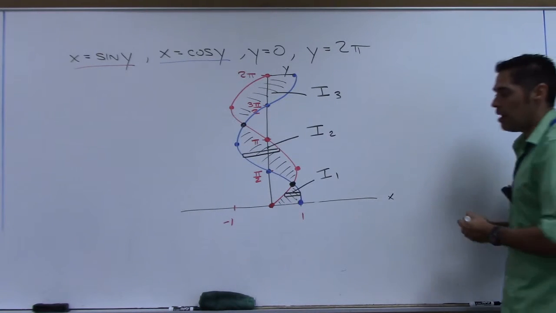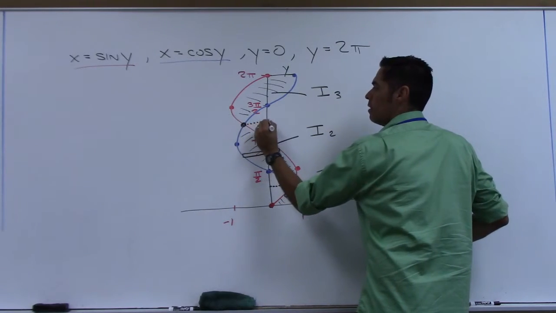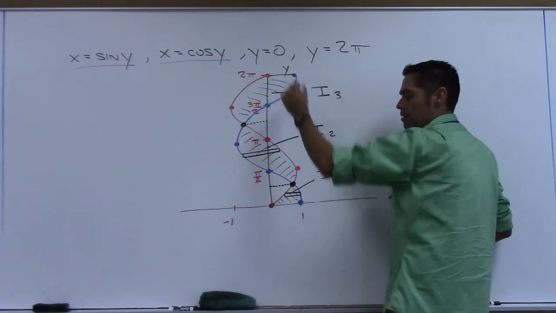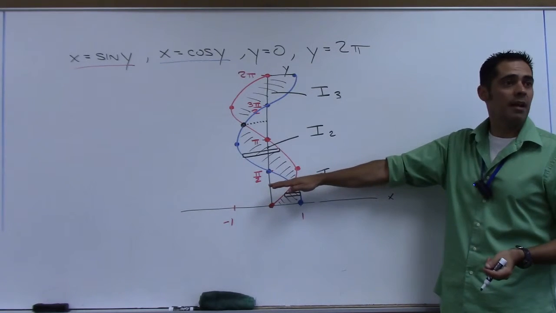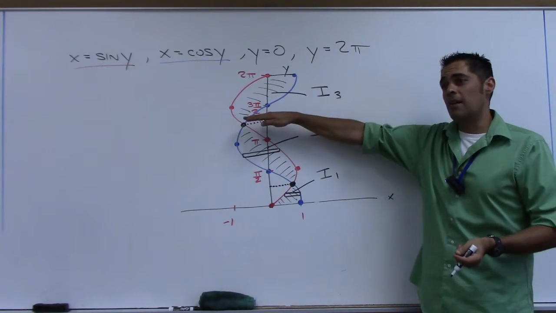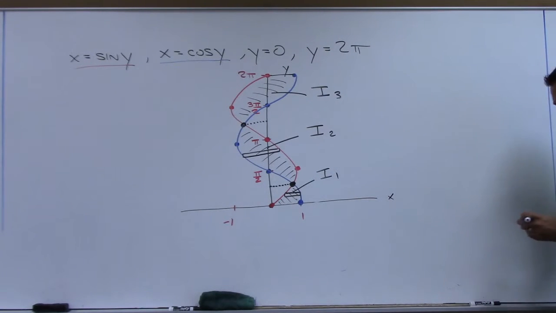The intersections, right? We need to know where that hits, where that hits. Well, we already know that's 2 pi up there, right? So we know we're going to go from 0 to something, then from that something to something else, and then from that something to 2 pi, yeah? Okay. So how do you figure out where these two intersect each other?